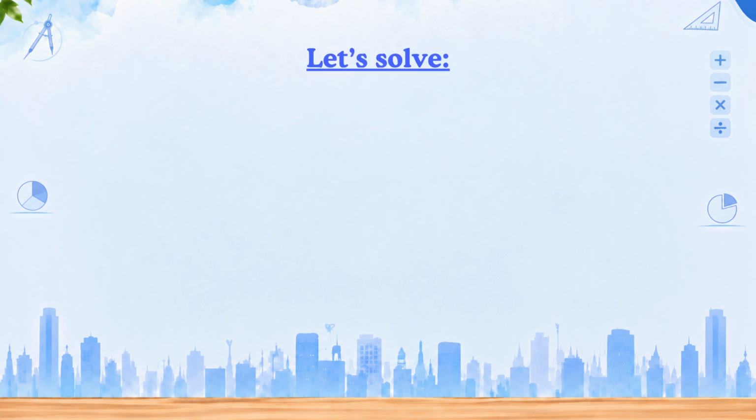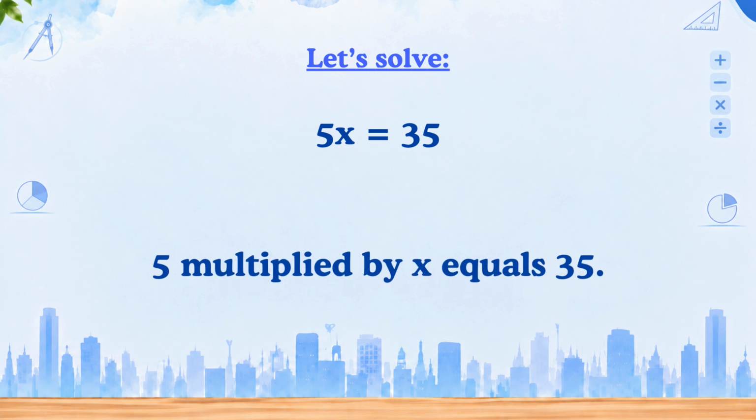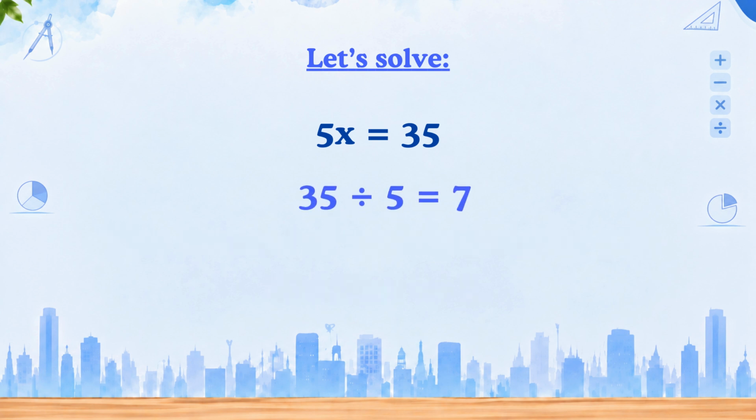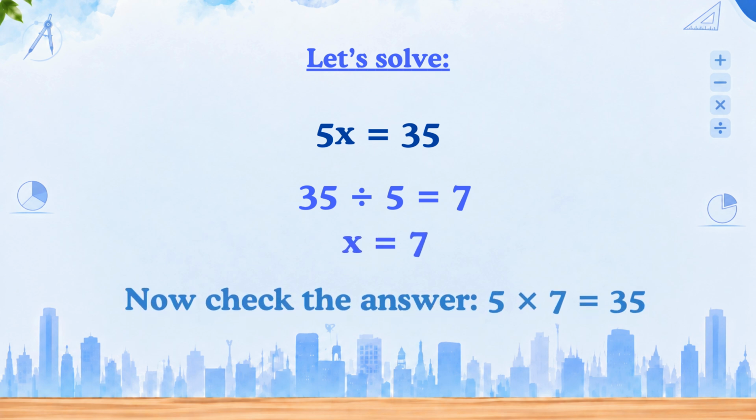Let's solve 5x equals 35. This means 5 multiplied by x equals 35. The inverse of multiplying by 5 is dividing by 5. 35 divided by 5 equals 7. Therefore, x equals 7. Now check the answer. 5 times 7 equals 35. The equation balances, so the solution is correct.